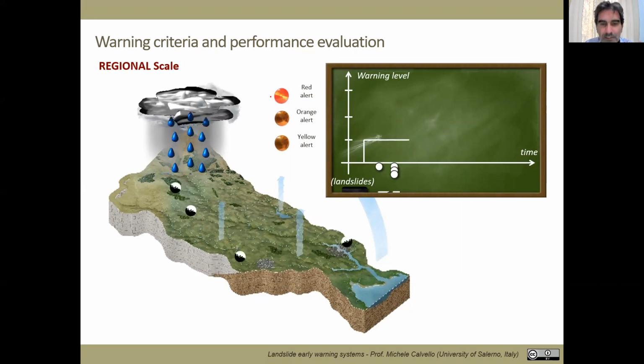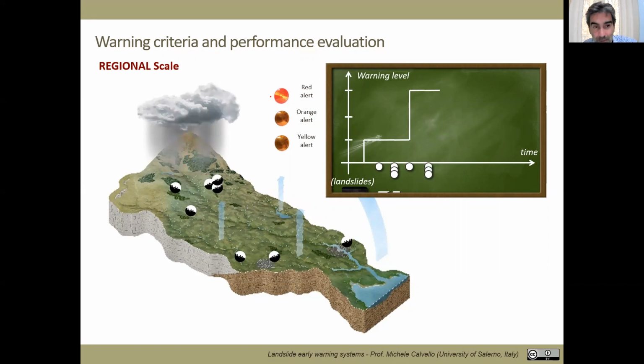And then 3 more landslides occur in different parts of your area, but you're still in a yellow warning level. Well, it keeps raining, the model tells you, you go to red. At the same time, you go to red and another landslide occurs. You stay in the red and 3 more landslides occur. So things are happening in this territory.